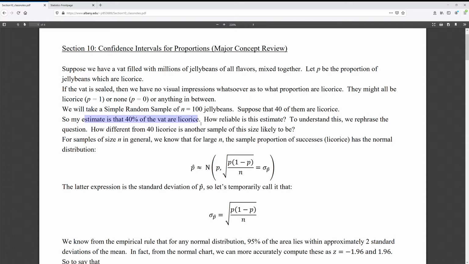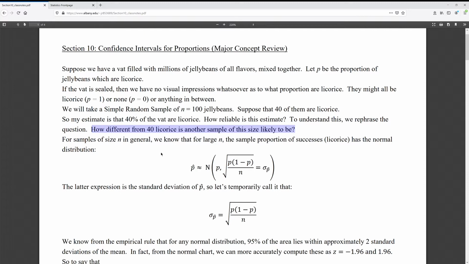But how reliable is this? Well, again, like I said, you have no idea whether this is a typical sample or not. It probably is a typical sample. That's what typical means. But it may not be. So logically, before you can know what 40 out of 100 jelly beans allows you to conclude, the logical question to ask yourself is, how different from 40 licorice is another sample of size 100 likely to be?